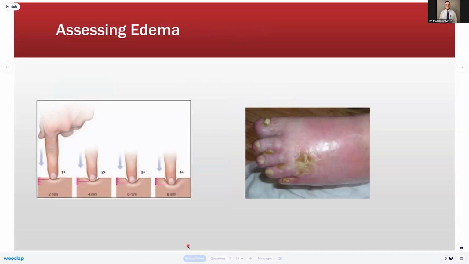Assessing edema, pretty simple. It's really just poking your finger in someone's skin. Edema can add, even just 2+ edema generalized on like the extremities could add up to 10 pounds of fluid. So when people have edema, there's definitely fluid involved there.